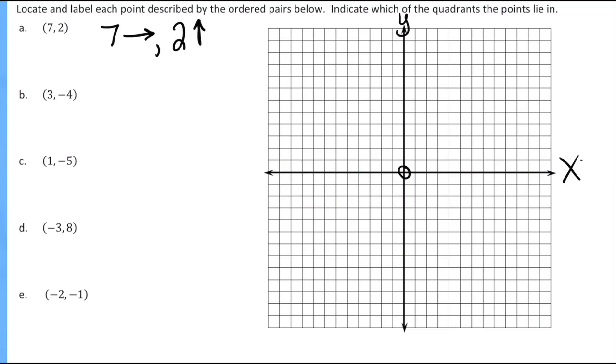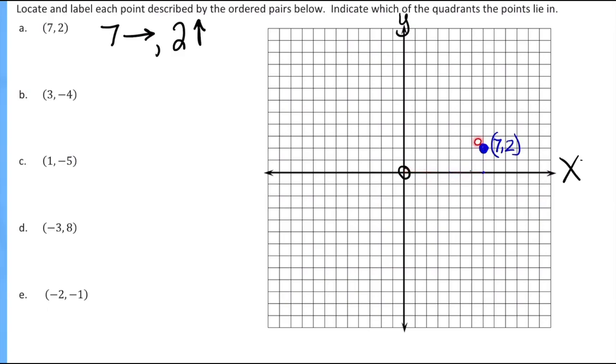So again, I'm telling myself from this 0, I'm going to move over 7. 1, 2, 3, 4, 5, 6, 7. And then I'm going to move up 2. And just be careful as you're counting because sometimes we can make some mistakes. Here's 7 and then up 2. And there's the point 7, 2. And I'll double check just to make sure. 1, 2, 3, 4, 5, 6, 7, and then up 2.